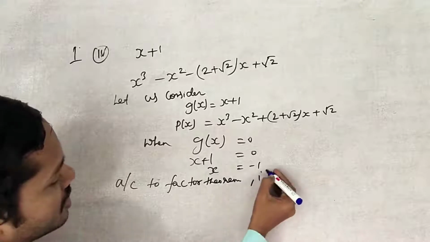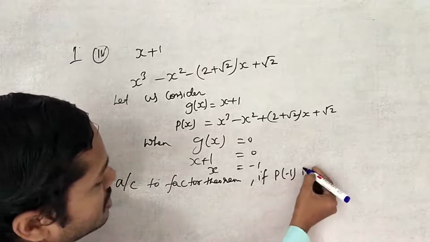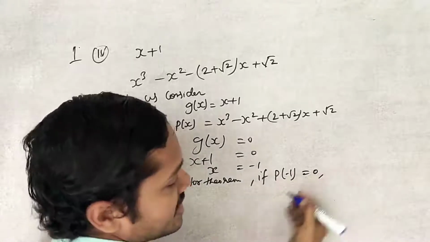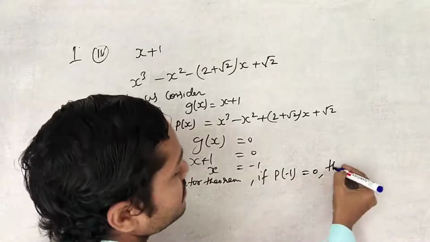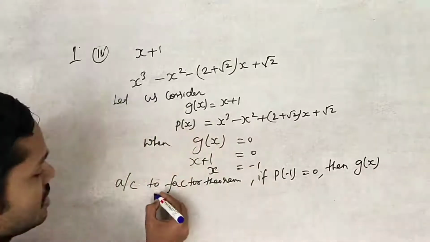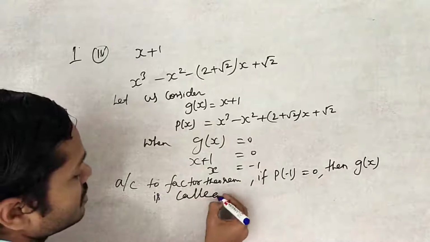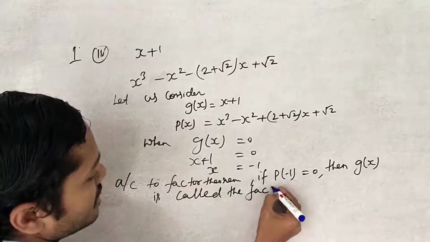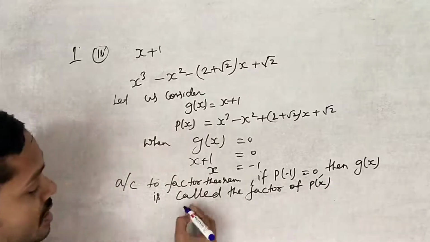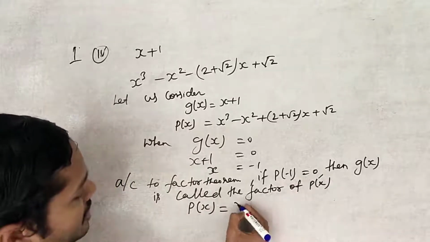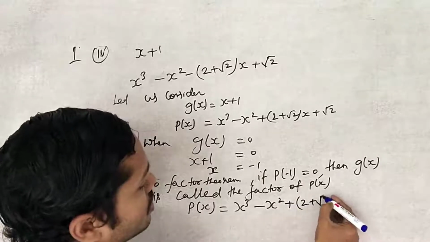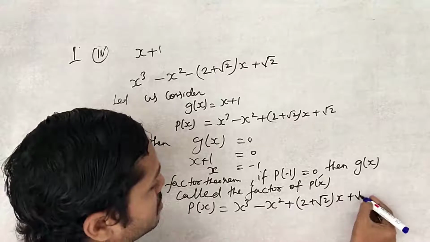If p(-1) is equal to 0, then g(x) is called a factor of p(x). Now look at it. p(x) is equal to x cube minus x square plus (2 plus root 2) into x plus root 2.